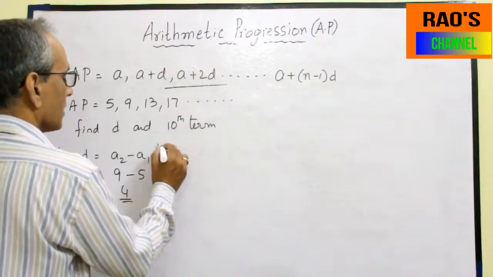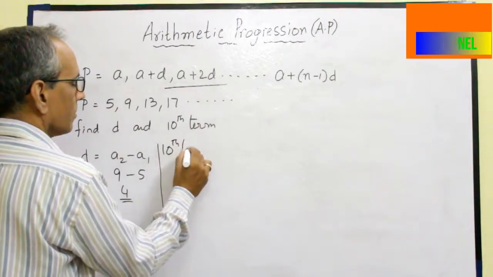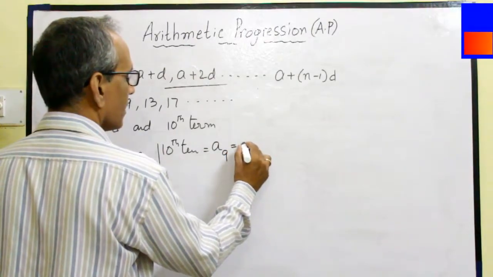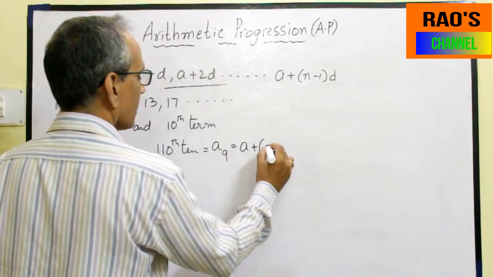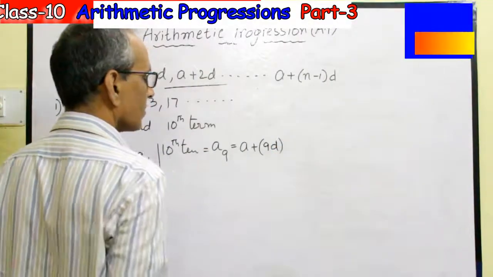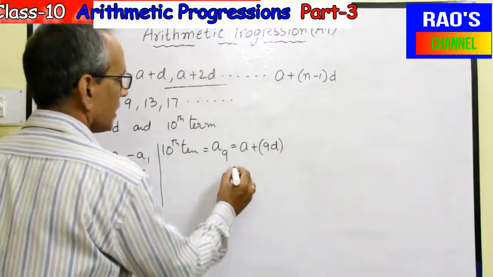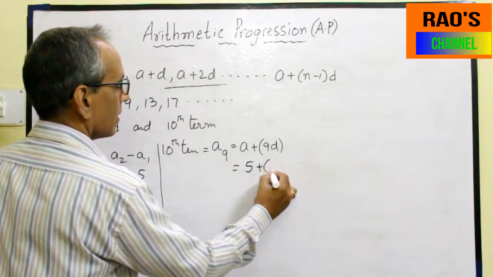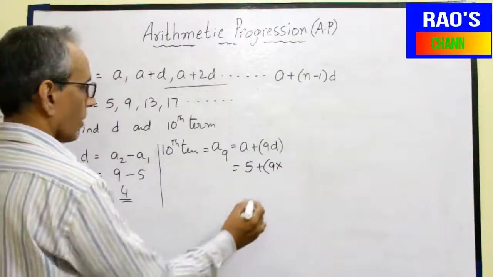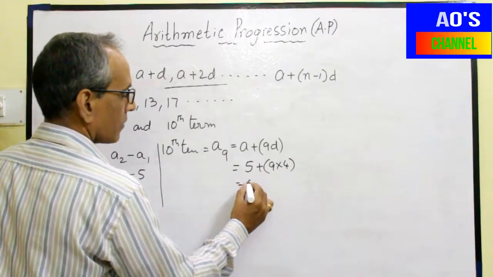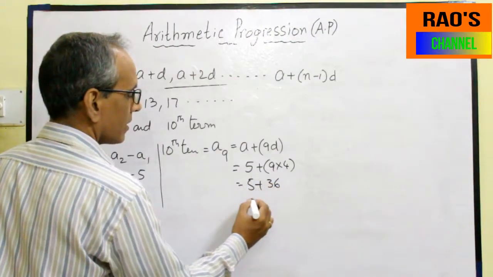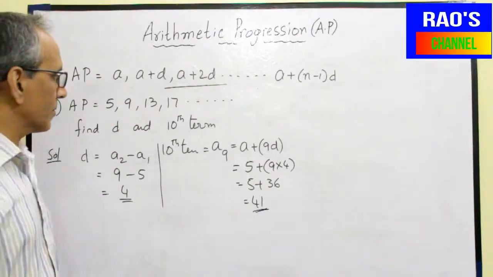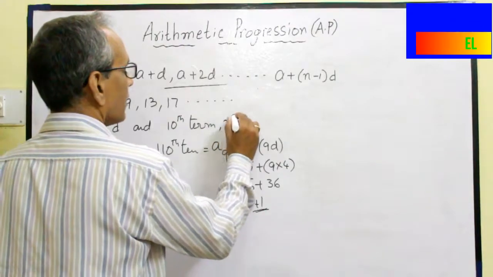So what else do I want? I want the 10th term, which is a10. Of course it is a plus 9d, that is 10 minus 1. a is equal to 5 and 9 times 4, that is 5 plus 36, 41 is the 10th term.